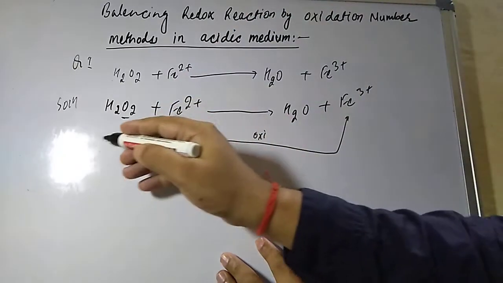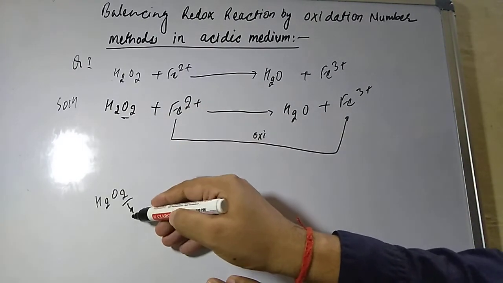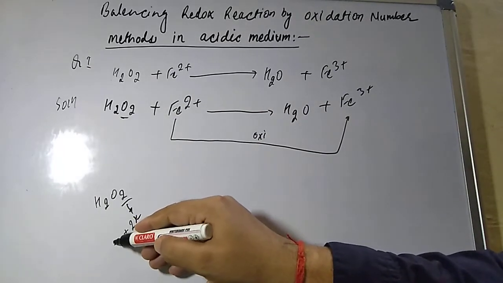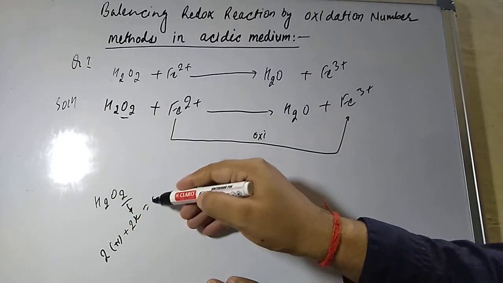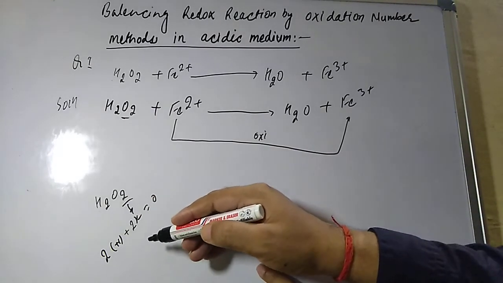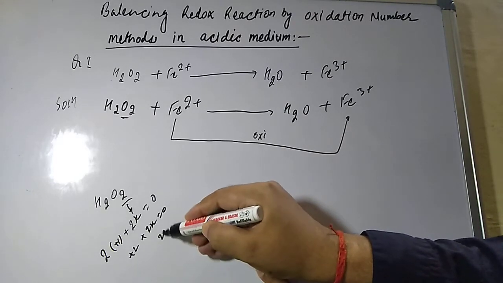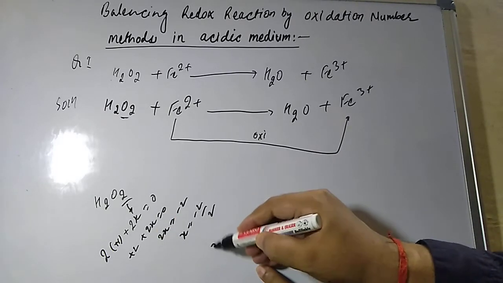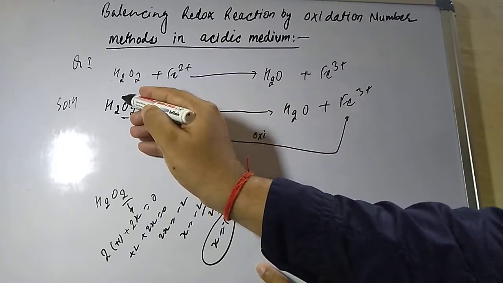Now for H2O2, let the oxidation number of oxygen be x, so 2 oxygens give 2x. The oxidation number of hydrogen is plus 1, multiplied by 2 for two hydrogen atoms, and the total is 0 because there is no charge. So plus 2 plus 2x is equal to 0. 2x is equal to minus 2, so x is equal to minus 2 by 2, which is minus 1. So oxygen here has an oxidation number of minus 1.